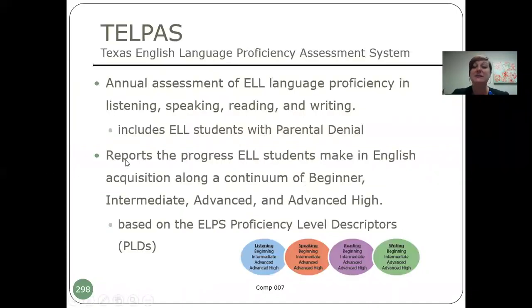All right, so TELPAS. Keep in mind, the Texas English Language Proficiency Assessment System, or TELPAS, is our yearly measurement of the annual progress our ELLs are making in their language proficiency. Now keep in mind that TELPAS actually meets that federal standard of annually reviewing that progress. It's going to cover the domains of listening, speaking, reading, and writing. And note that even, again, our parent denials do take TELPAS because they are ELLs. So our denials do take TELPAS.